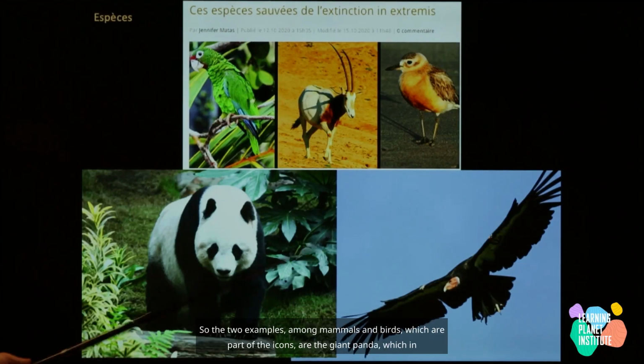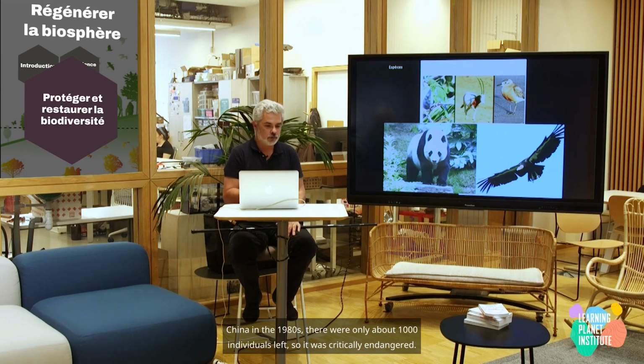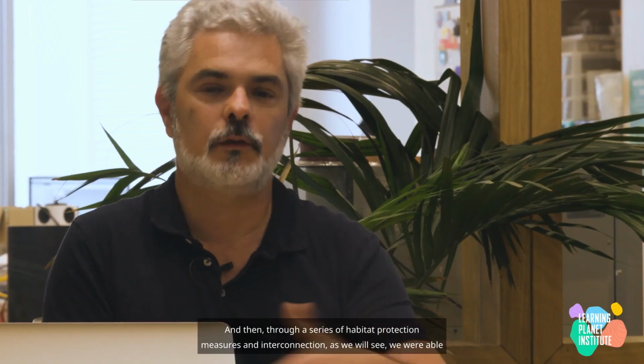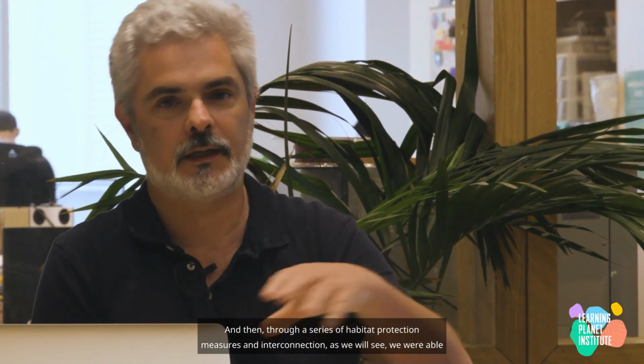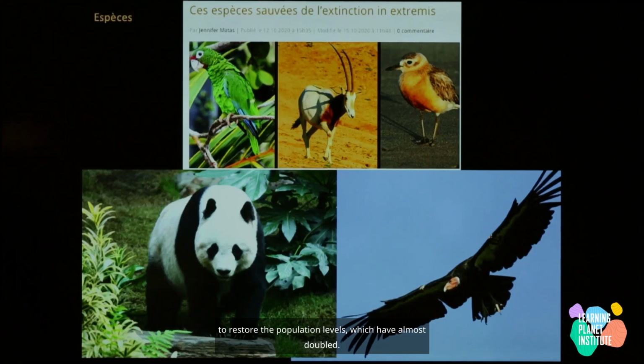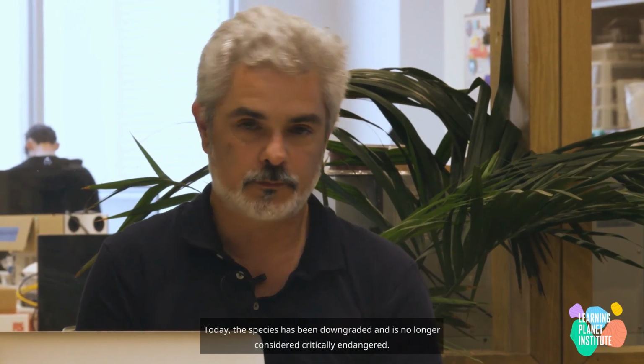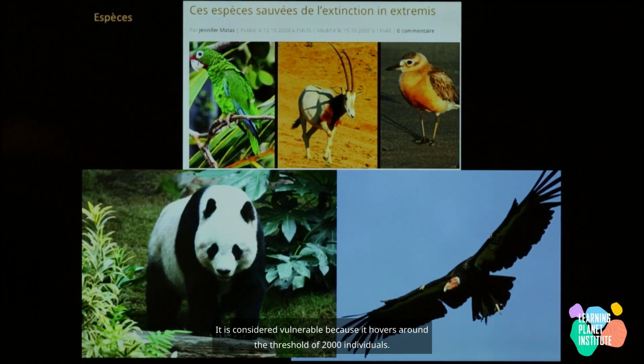So the two examples among mammals and birds which are part of the icons are the giant panda, which in China in the 1980s, there were only about 1,000 individuals left. So it was critically endangered. And then, through a series of habitat protection measures and interconnection, as we will see, we were able to restore the population levels, which have almost doubled. Today, the species has been downgraded and is no longer considered critically endangered. It is considered vulnerable because it hovers around the threshold of 2,000 individuals.